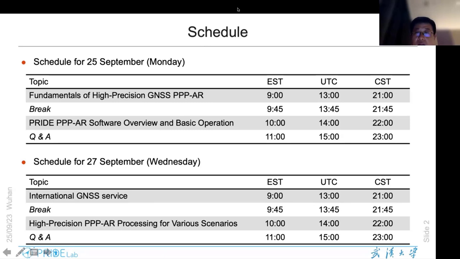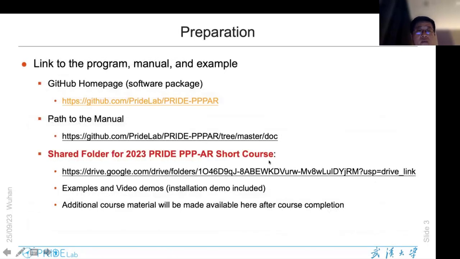All right. So this is the preparation. I should have sent you this preparation at first, but it is not too late for you to have a look at where you can find the software from the GitHub homepage. From here, you can download the software to see how it can be installed. And we have the manual attached to this software as well. This is an updated version, and you can see how to use it, how you can process data in different scenarios, and how you make the settings of the software.